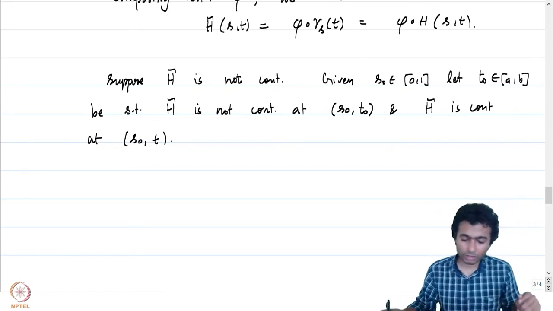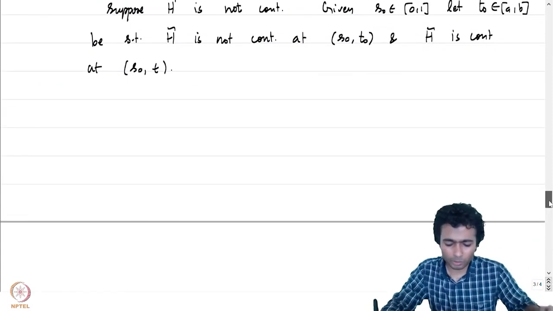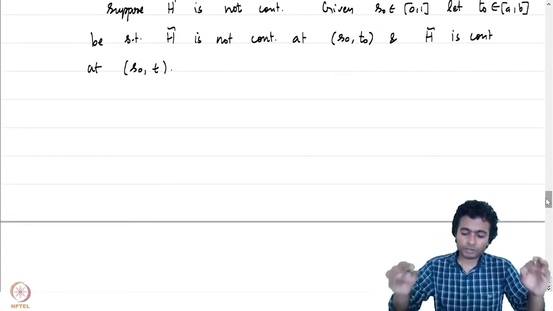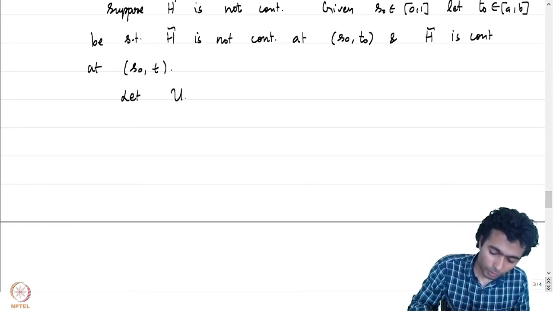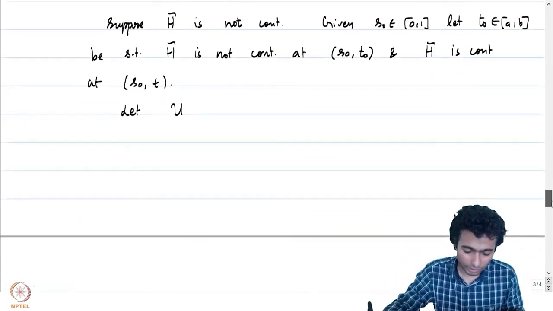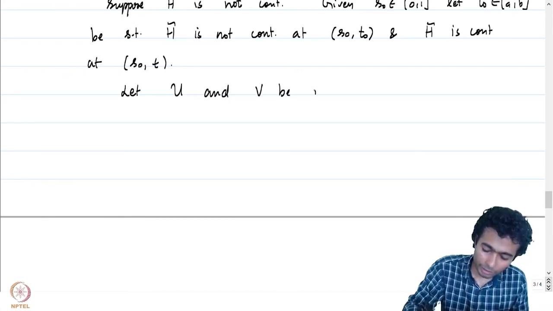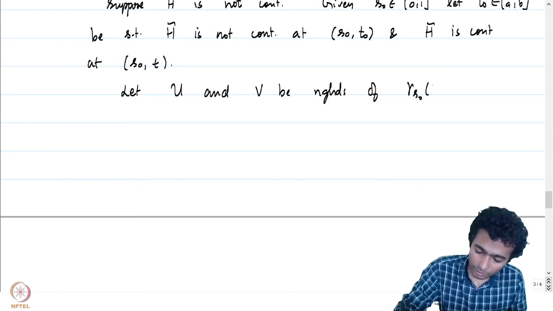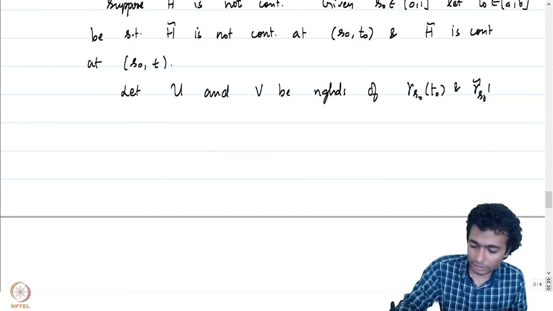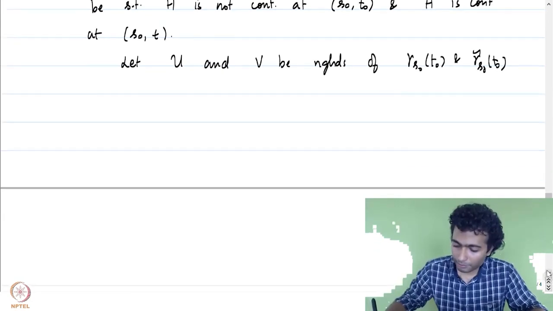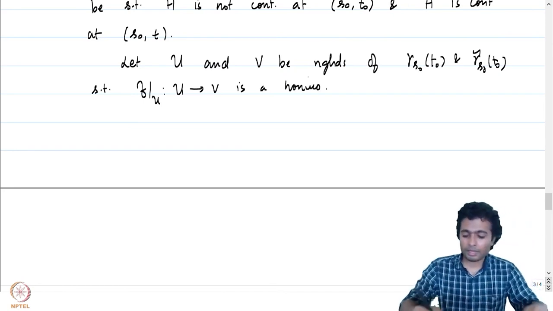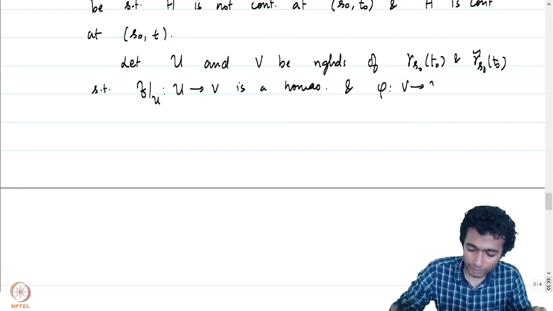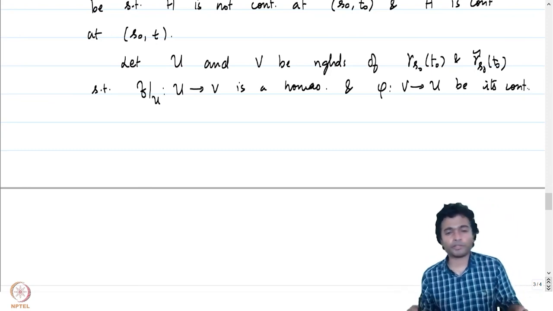So the first observation is that this t naught is going to be greater than or equal to epsilon. Now, the role of the earlier U and V is done, so this is a new U and new V. Let U and V be neighborhoods of gamma s naught of t naught and gamma tilde s naught of t naught, the points where discontinuity has happened. Let's pick the two neighborhoods such that f restricted to U, from U to V, is a homeomorphism, and let phi from V to U be its inverse, which is a continuous map, in particular a homeomorphism again.